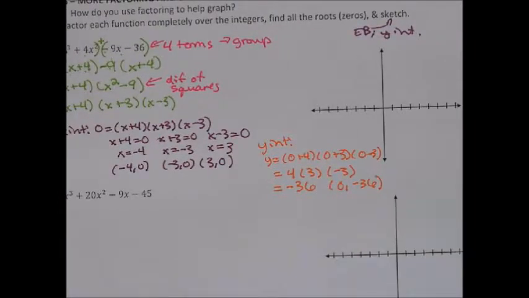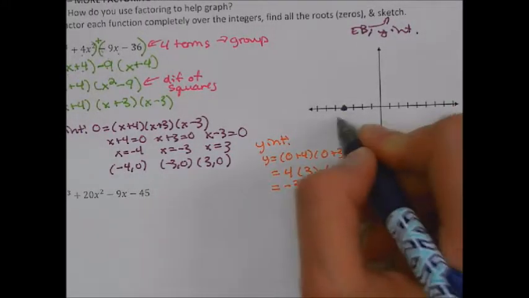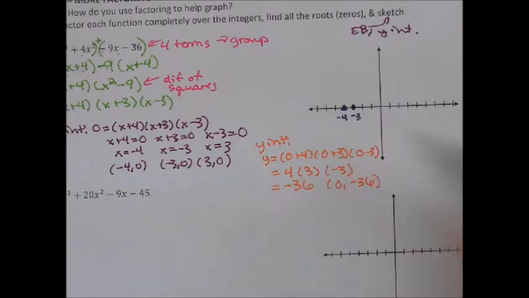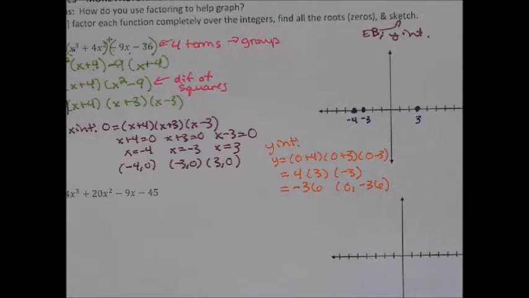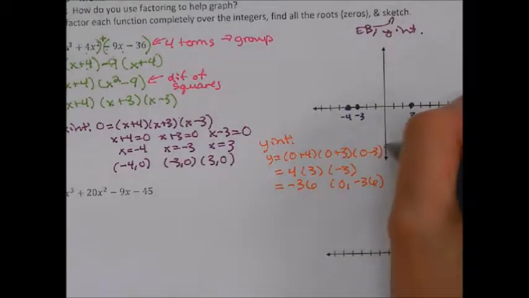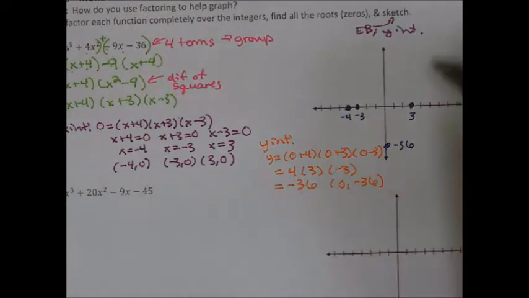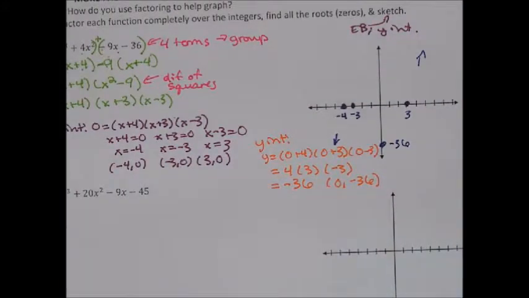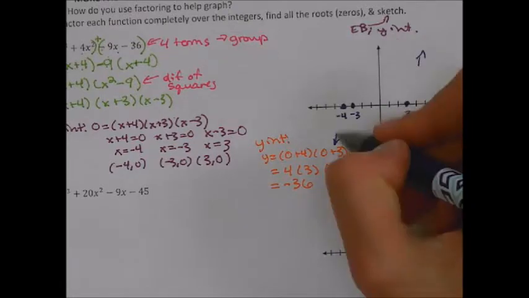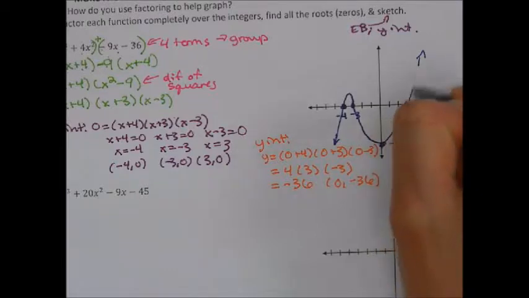Let's graph it. The x-intercepts: -4, -3, +3. Let's check. Did they all have a multiplicity of 1? Yes. And then we have -36. We're down, up. So we're going to go up and down and up through there.